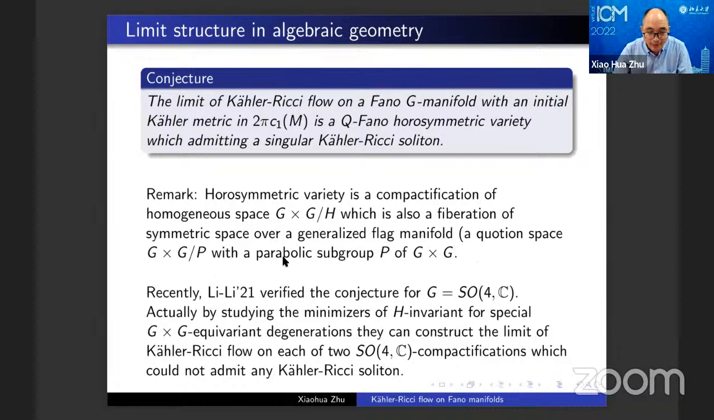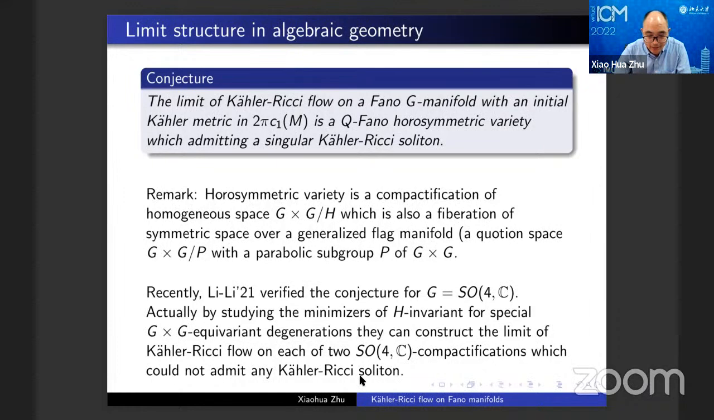In the case of rank two, recently Li and Li verified the above conjecture. They take the group SO4, and in the argument they studied the minimizer, H-invariant, as in the Li-Han work for special G times G equivariant degeneration. They can compute the limit. Actually, they construct the limit of the Kähler-Ricci flow on each of two SO4 compactifications, which do not admit any Kähler-Ricci soliton.